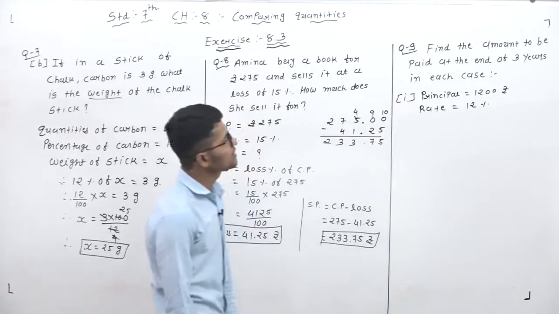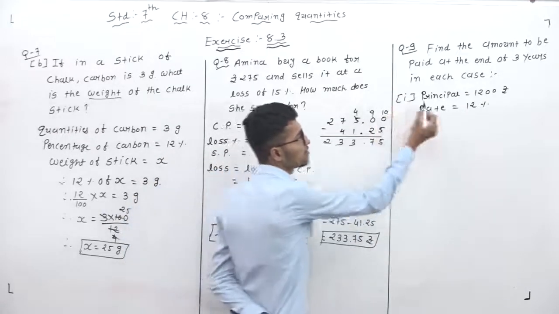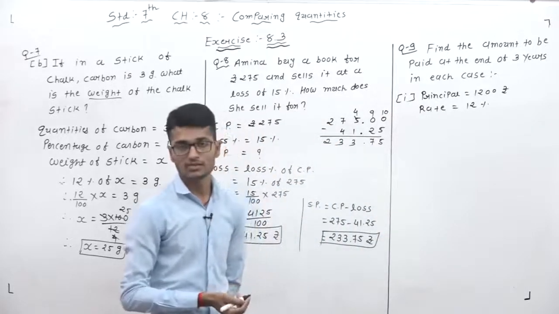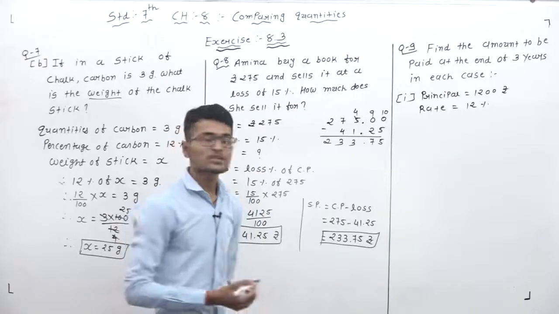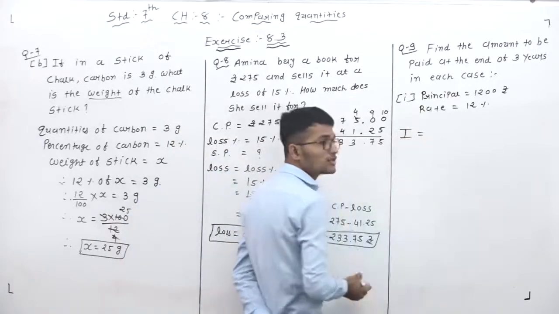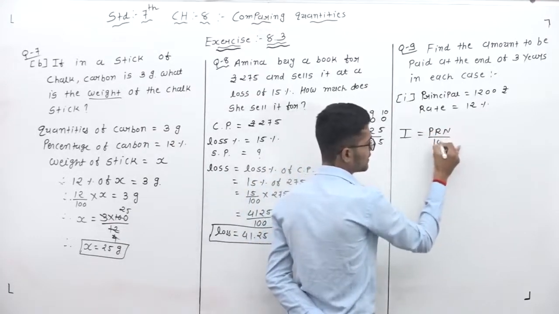In this question we will find the amount, and the time is 3 years. So principal and rate are given. So dear students, we will find the simple interest first of all. So put the simple interest formula here. Interest is I. What is the simple interest formula? I is equal to PRN by 100.